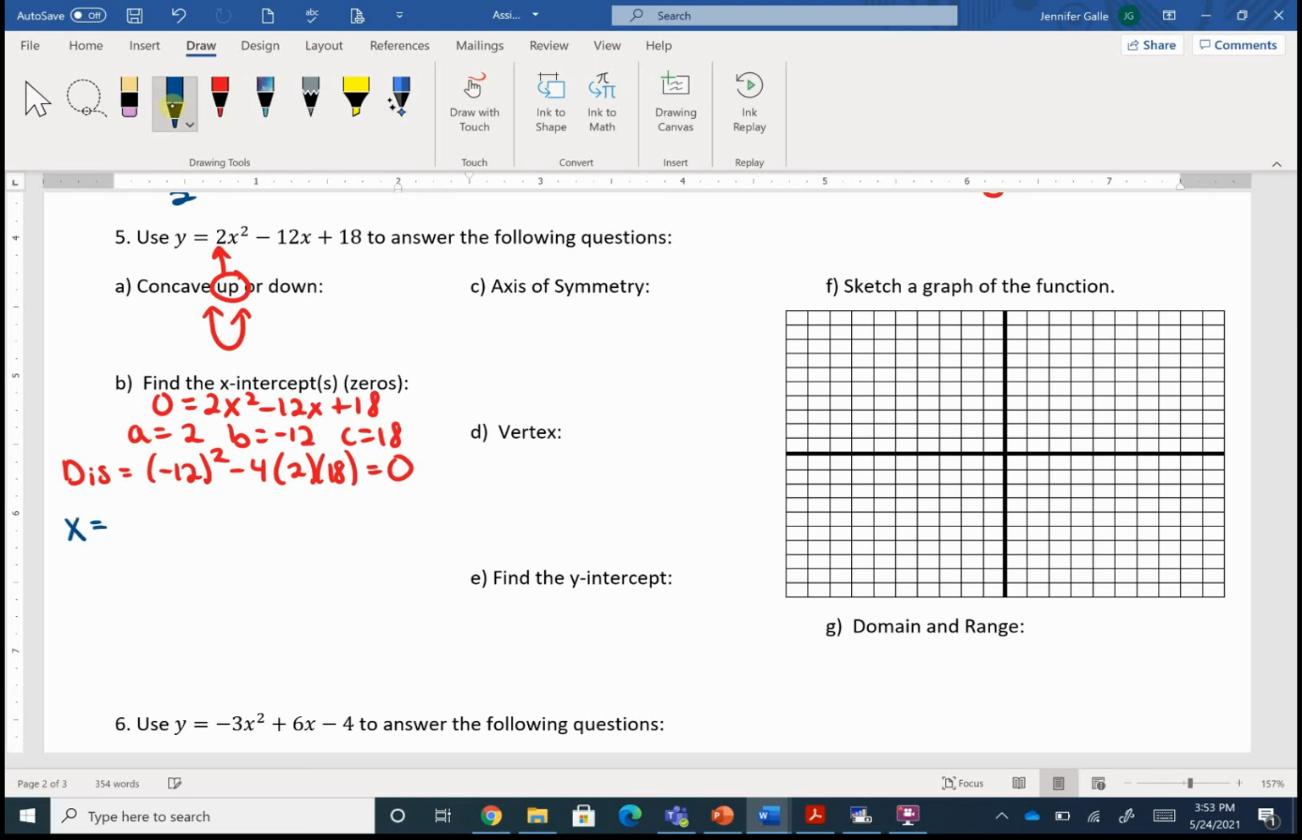So x equals the opposite of b plus or minus the square root of our discriminant, all divided by 2 times our a. So I'm going to clean this up a little bit. The negative 12 becomes positive 12. Square root of 0 is 0. 2 times 2 is 4. Now, I know we said earlier we're just going to get one solution, because if we add or subtract 0, that numerator is just going to stay at 12. So our x-intercept is just 3.